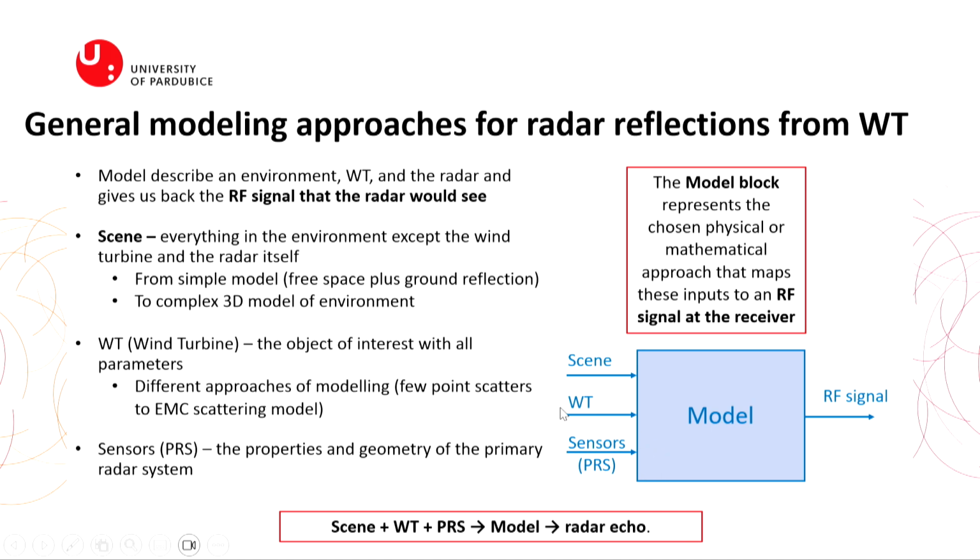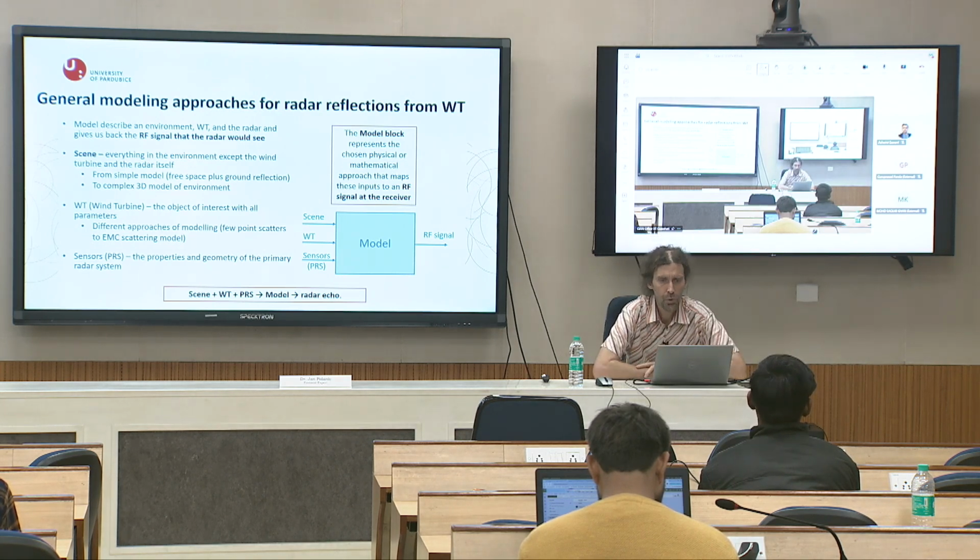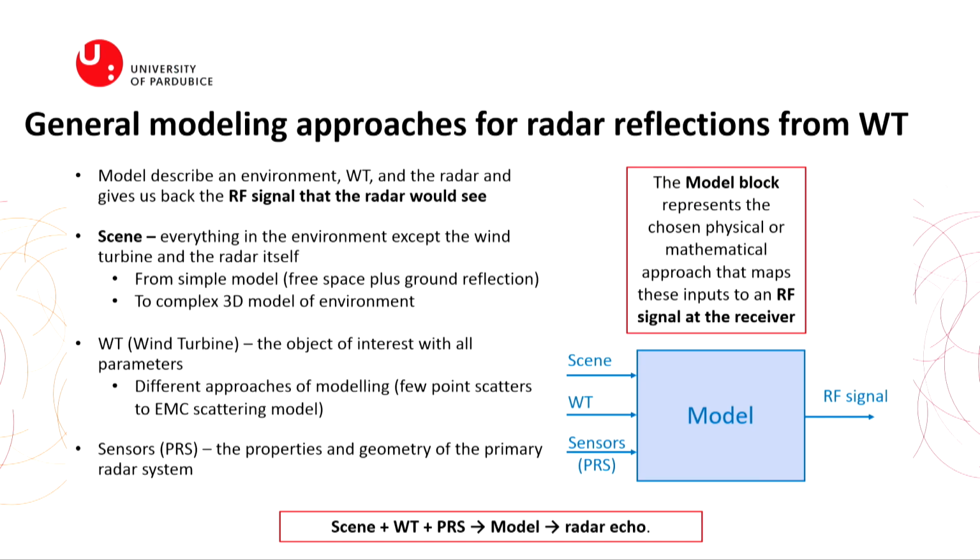Our model is modular, so if you want to make an extension for another type of pulse in a radar system, or another filtration method, anything, you just place a function and you can add and adopt it easily. If you want to make some improvement in scene modulation, you also can. So the scene is, as I already said, everything except the wind turbine and radar.